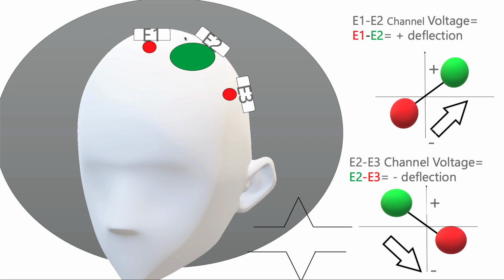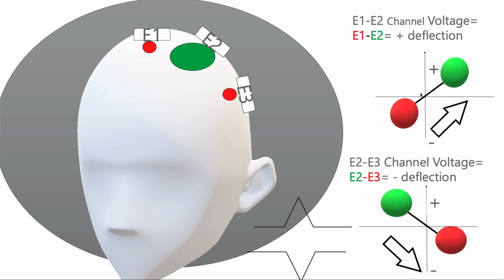Okay, now here's the opposite. Here we have E1 is more negative compared to this big positive discharge here at E2. So what's this deflection when we compare E1 to E2? Is it negative or a positive deflection? Well, it's a negative deflection, right? Because even though E2 is really, really positive, E1 is more relatively negative than E2.